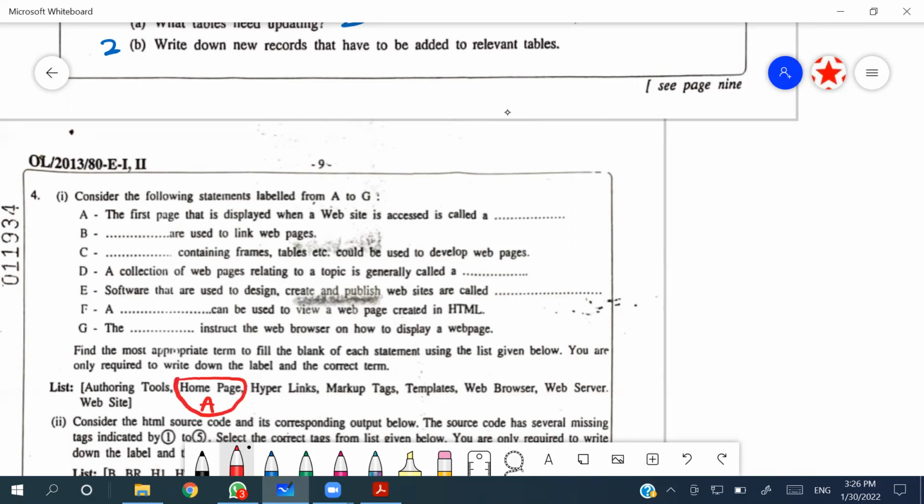And blank are used to link web pages. Yeah, hyperlinks. This is B. And blank contain frames, labels, etc. that could be used to develop a web page. Yeah, that is called a template. The C. A collection of web pages relating to a topic is generally called a website. So this is D.